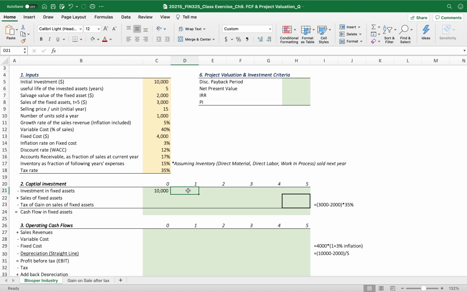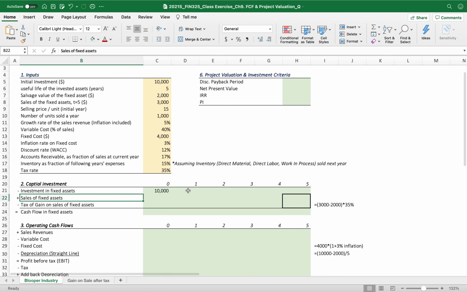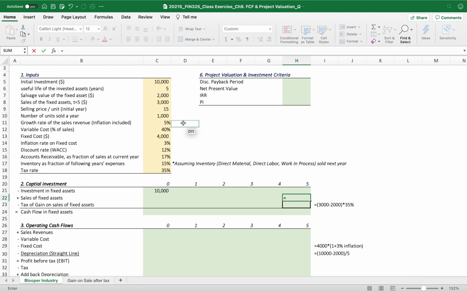And then the next year, we don't have any other information. Later, the investment in the fixed asset. And then sales of the fixed asset, we have that information, right? How much was that? We also don't put the direct number $3,000. Instead, we link from this input, sales of the fixed asset, $3,000, right?